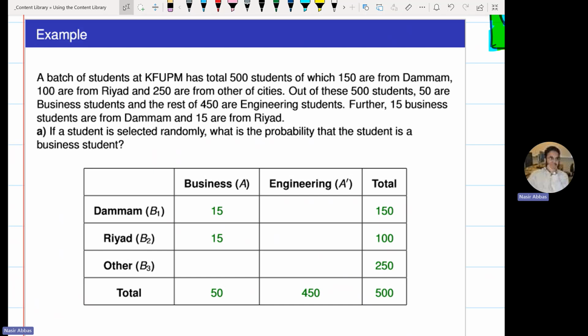Okay. So let's say the question says that we have a batch of students at KFUPM that has a total of 500 students. I will highlight the important pieces of information from this statement. I have a total of 500 students in my space. Out of these 500 students, how many belong to the MUM? 150 are from the MUM. How many from Riyadh? 100 from Riyadh. How many from other cities? 250 from other cities.